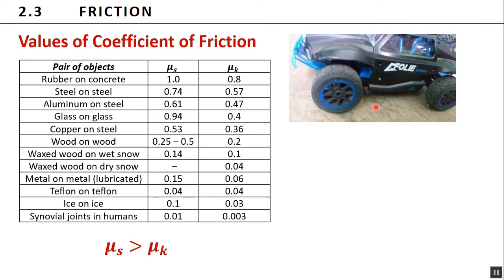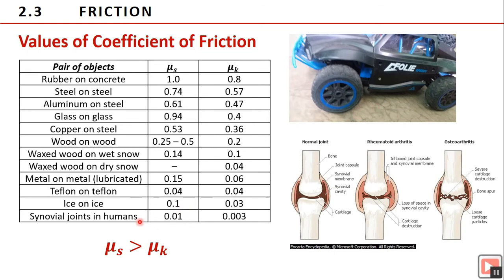On the other hand, from this table, the smallest value of coefficient is that of the synovial joints in humans, around 0.003 to 0.01. This value depends on the condition of the joint. Normal joints have very low coefficient of friction, while joint friction increases for those who are experiencing rheumatoid arthritis and osteoarthritis. So take care of your bones. Lastly, in some cases, the coefficient of friction can exceed 1.0.